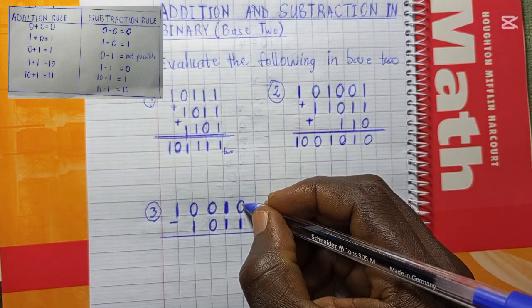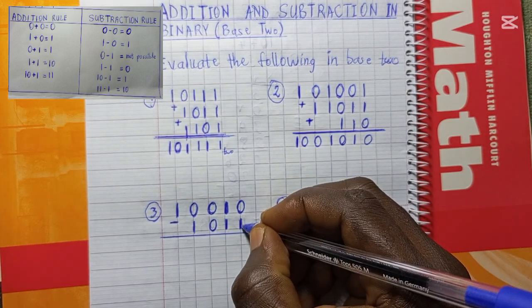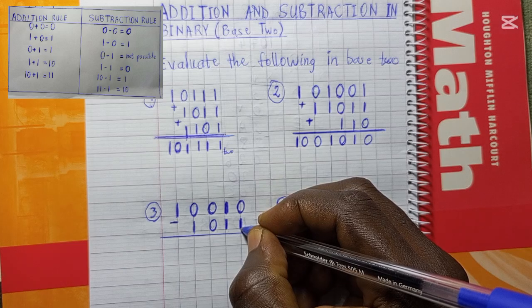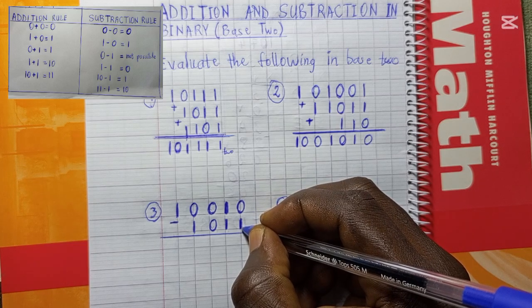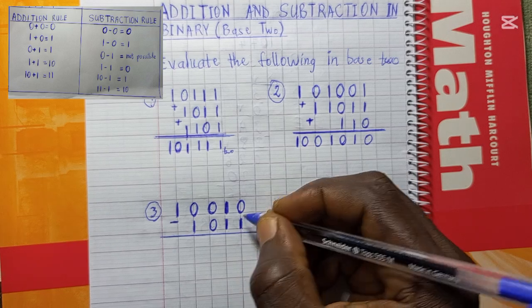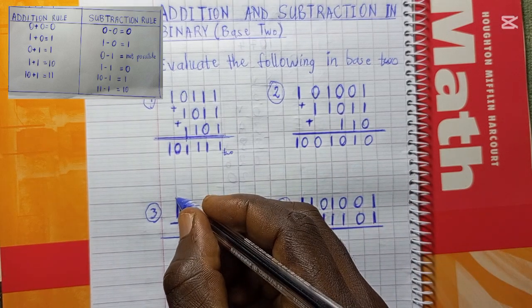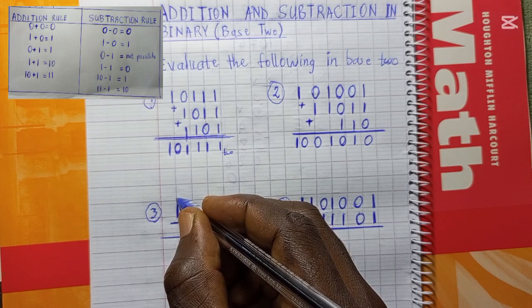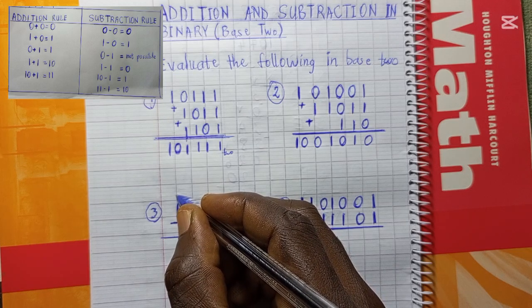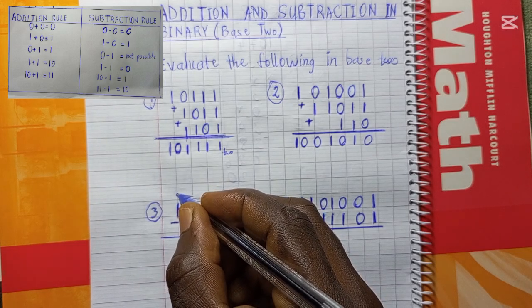Okay, let's continue. Now 0 minus 1 is impossible. So what we are going to do is borrow 1 from this one here. We're going to borrow 1 from here. Now if we remove 1 from here, it will remain 0.